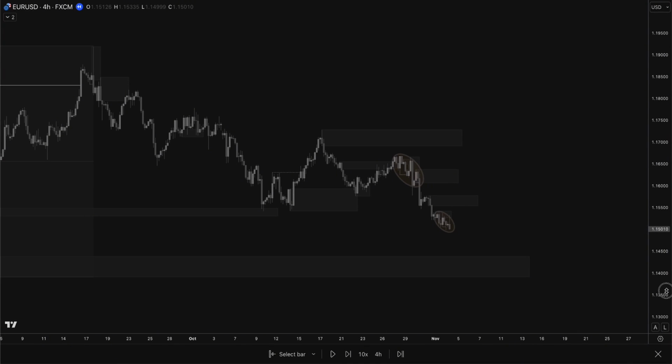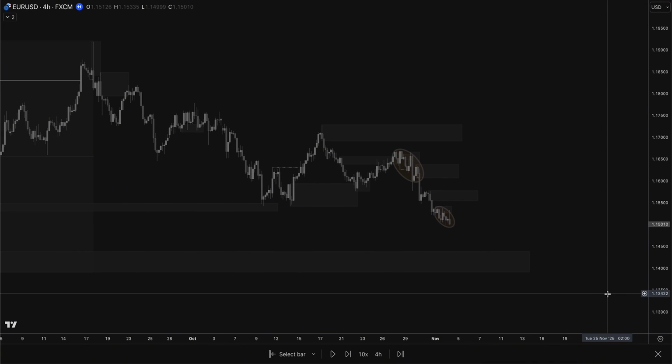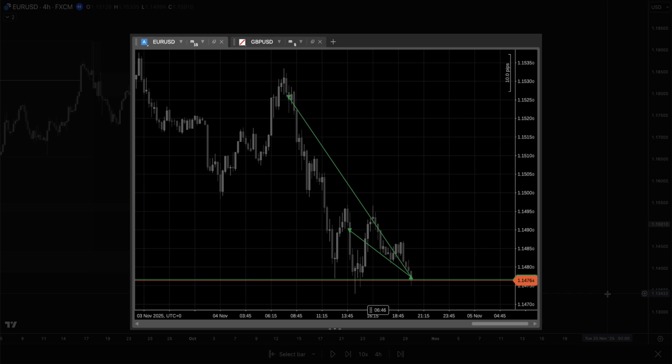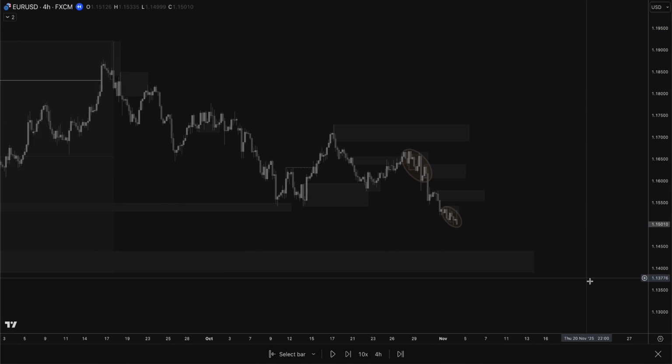Hey guys, so let's do a trade recap today. So I made 9% on this trade because I scaled in as well, and I'm going to take you through the whole process of this trade.